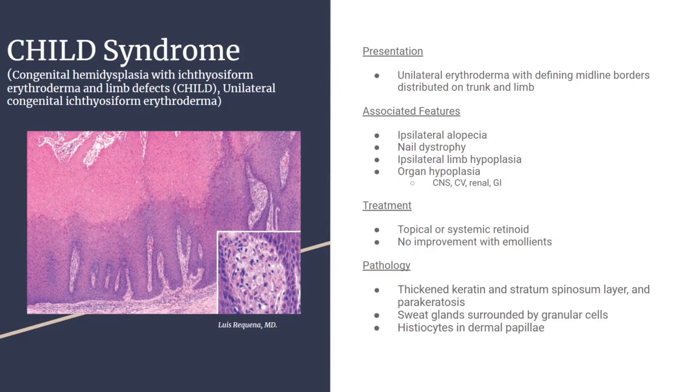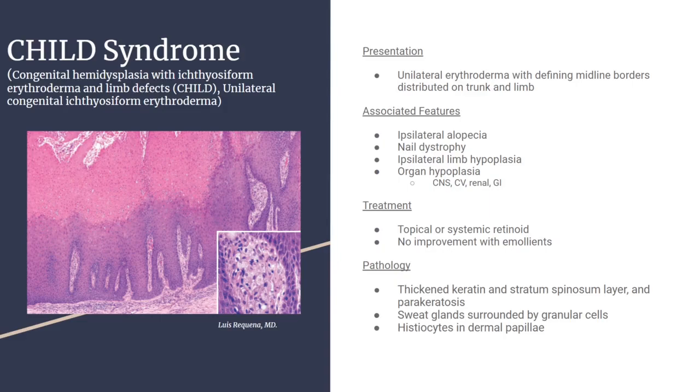Associated features with this include ipsilateral alopecia, nail dystrophy, ipsilateral limb hypoplasia, and you'll have true hypoplasia of the limb, whereas Conradi-Hünermann might have just more skeletal defects. Usually CHILD has more severe presentations, according to some of our review textbooks in dermatology. You'll also see organ hypoplasia, and that's usually ipsilateral. So you could see CNS, CV, renal, or GI hypoplasia, depending on the affected areas.